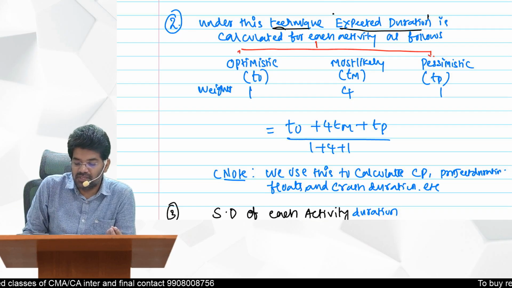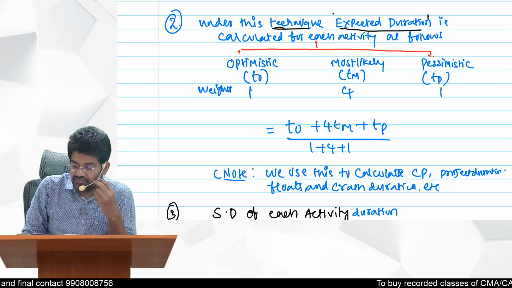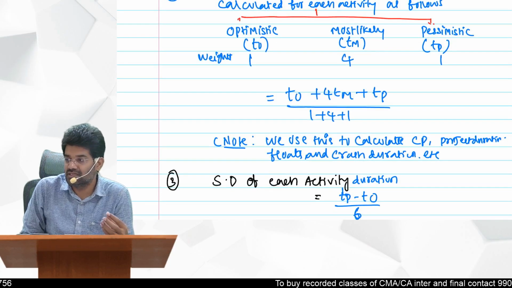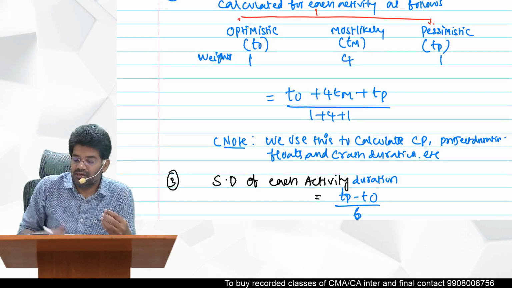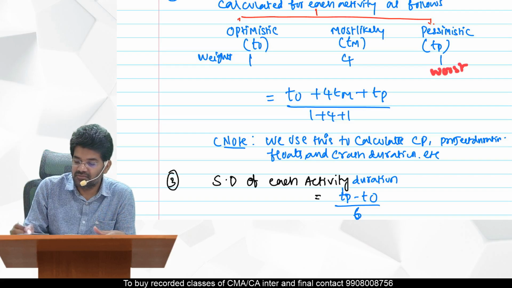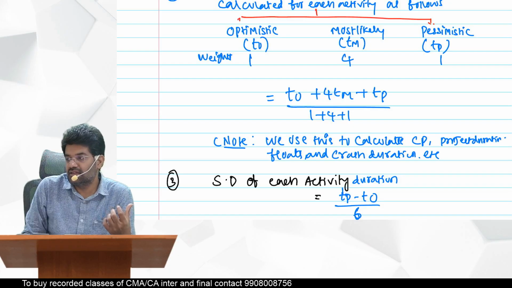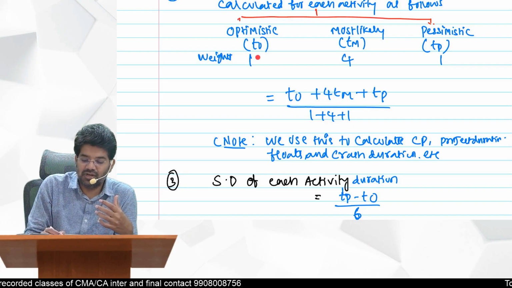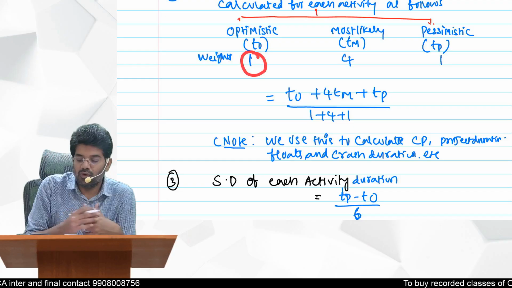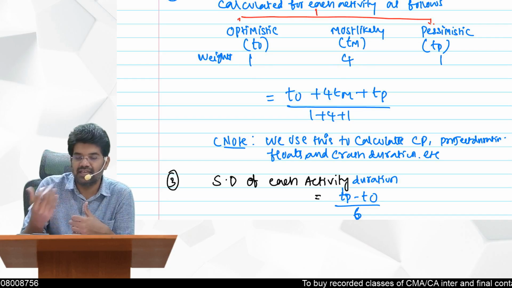So what is optimistic, what is most likely, what is pessimistic? Pessimistic here you can treat as the worst case scenario. In the worst case scenario, what is the time? And then in the best case scenario, which is called optimistic, what is the duration? And in between these two, the normal one, most likely.